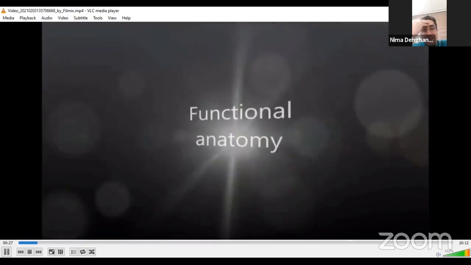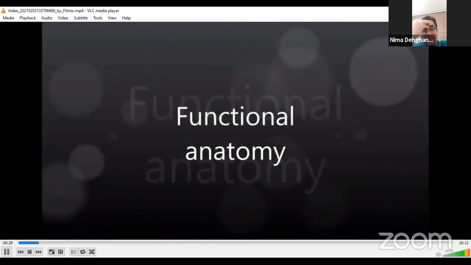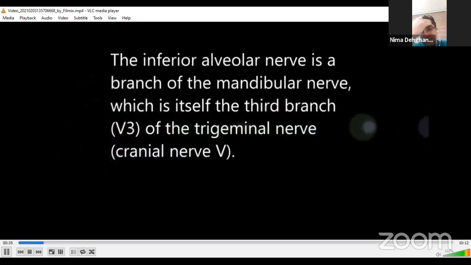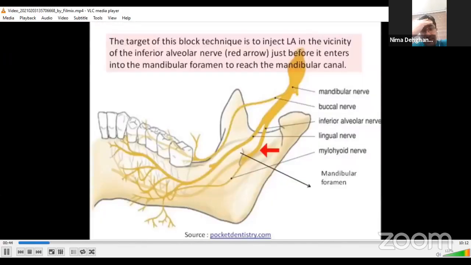At first, we should know about the neuroanatomy of the inferior alveolar nerve. The inferior alveolar nerve is a branch of the mandibular nerve, which is itself the third branch of the trigeminal nerve. The target of this block technique is to inject local anesthetic in the vicinity of the inferior alveolar nerve just before it enters into the mandibular foramen to reach the mandibular canal.